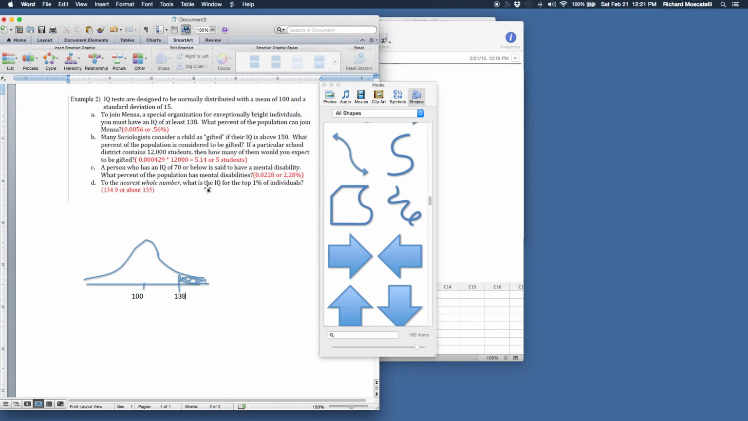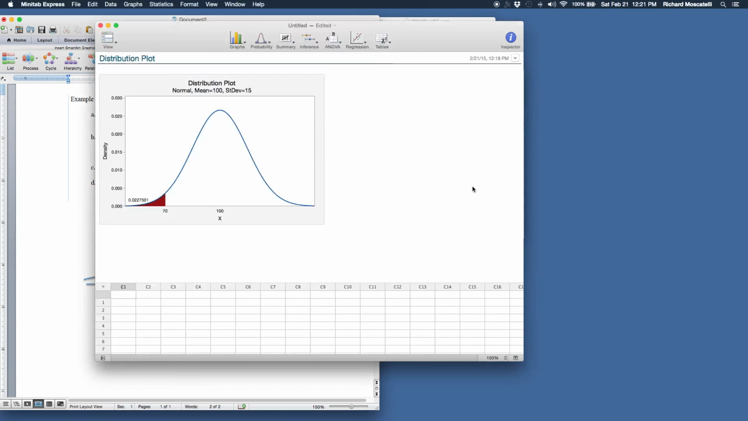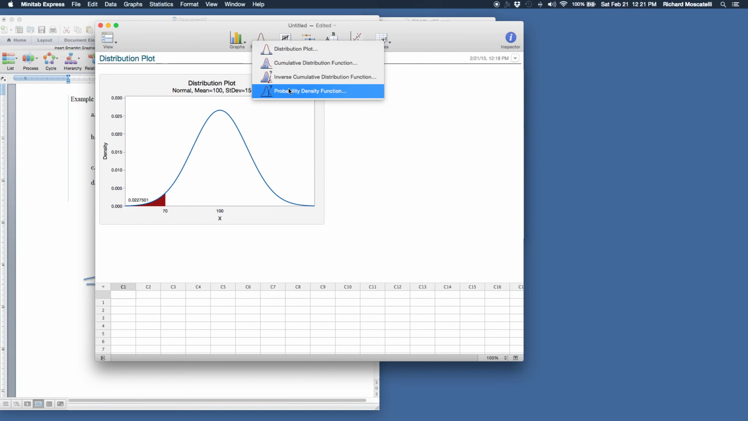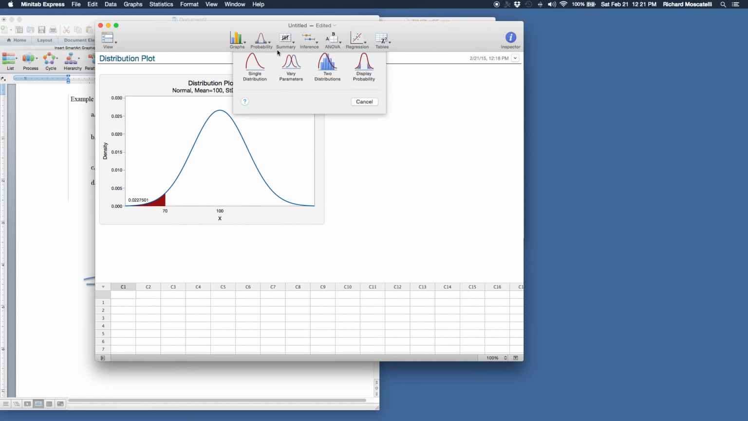To the nearest whole number, what's the IQ for the top 1% of individuals? Well, the top 1% of individuals, that's already an area. And that would be up here, top 1%. So when you're working, you know, going backward, this is called inverse cumulative distribution. You could actually do it in here as well, in distribution plot. You could do it either way.